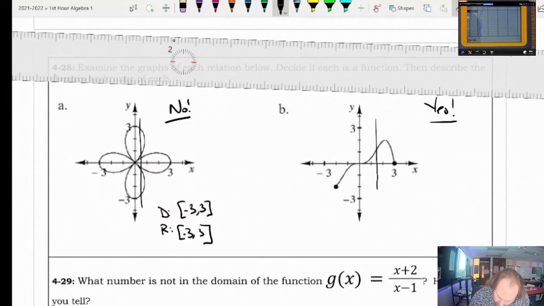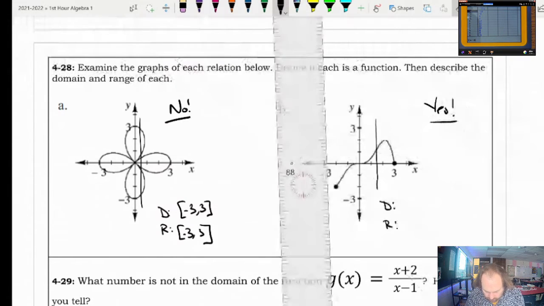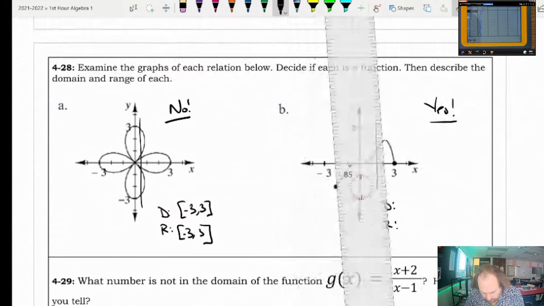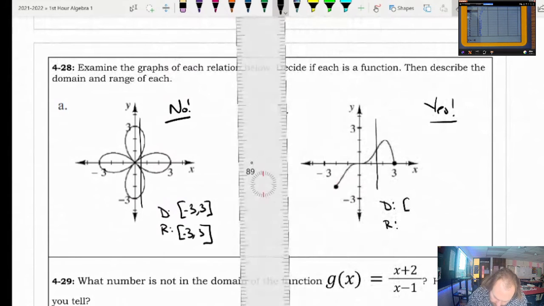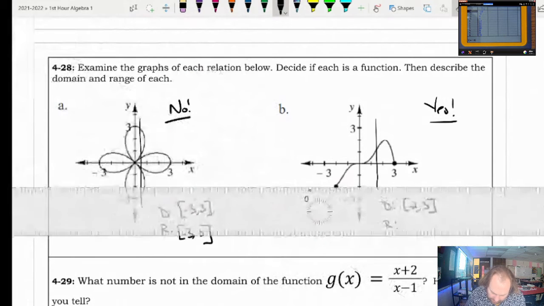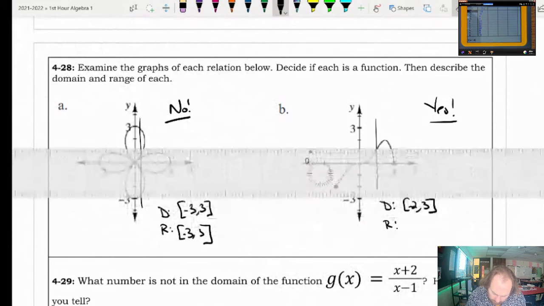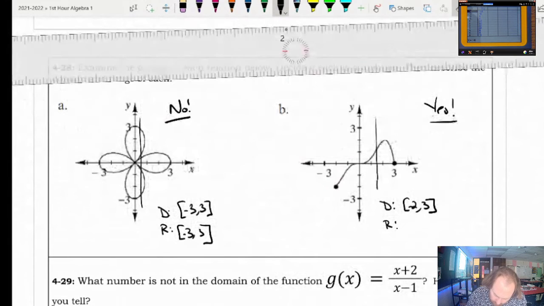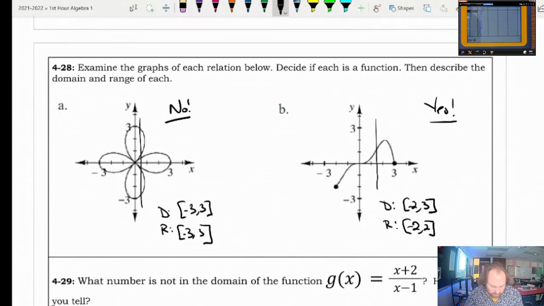Square brackets, please. Over here, the domain and the range, we're going to scan from left to right. This one starts at negative 2 and goes all the way to 3, so negative 2 to 3. And then this range starts at negative 2 and goes all the way up to positive 2, so negative 2 to 2. And there you go. End of story.